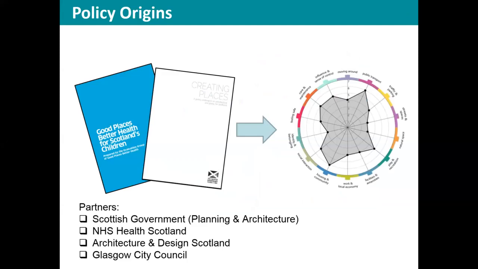So that's the theoretical origins of the tool. The policy origins come from two main documents. One, Good Places, Better Health for Scotland, which was keen to develop a neighbourhood standard, was written in 2008. But it was only in 2013 that the Scottish Government made a firm commitment to develop a Place Standard. And it's always very nice when policy turns into actual practice.